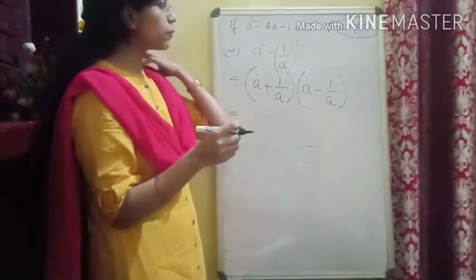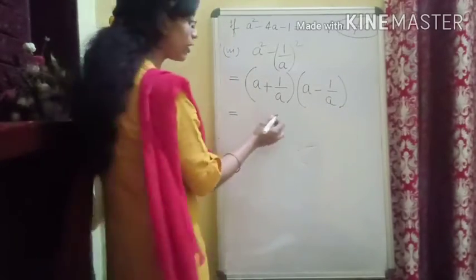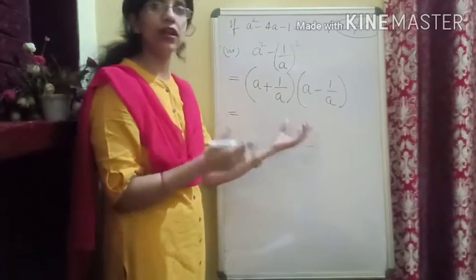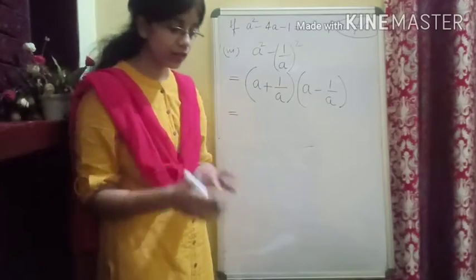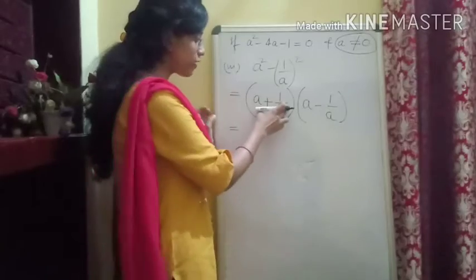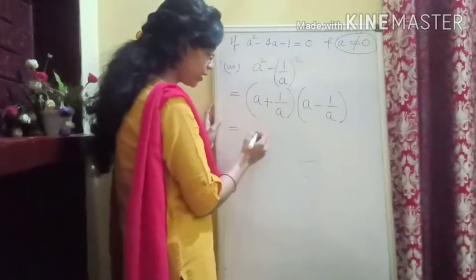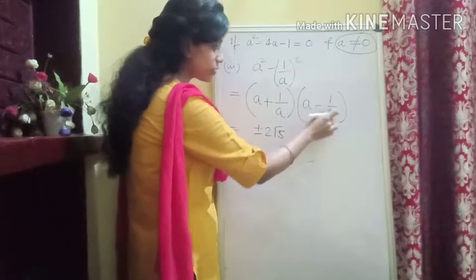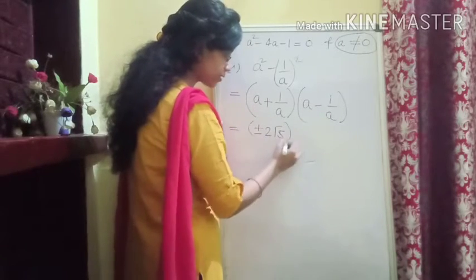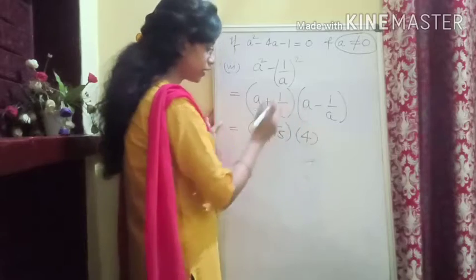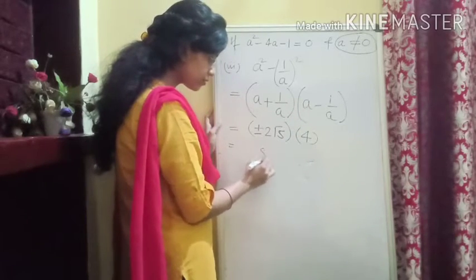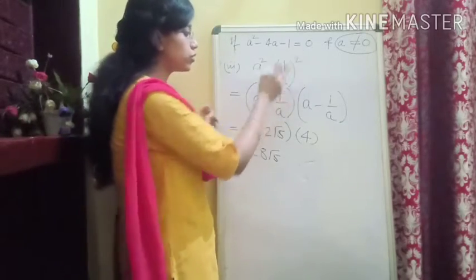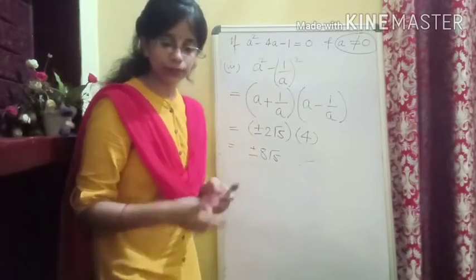For a plus 1 upon a, what we have calculated, we'll put the value here. For a minus 1 upon a, what we have calculated, we'll put the value here, and then we'll multiply those values and simplify. We have calculated the value of a plus 1 upon a as plus minus 2 root 5, and the value of a minus 1 upon a as 4. If I write it in brackets, it means they are in multiplication. Now 4 twos are 8 root 5 and plus minus. So the value of a square minus 1 upon a square would be this, and that's how we simplify the question.